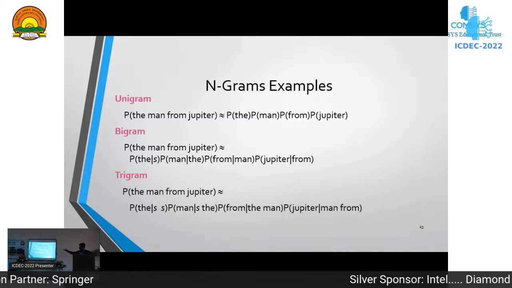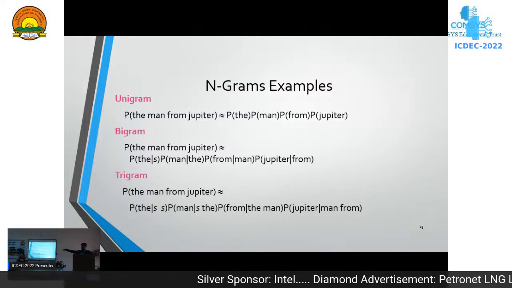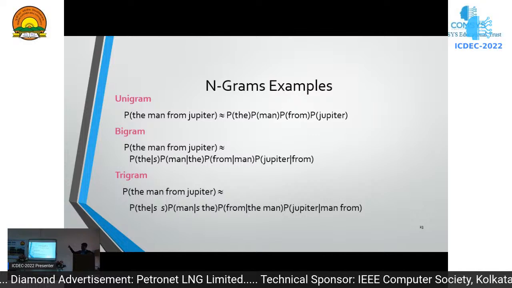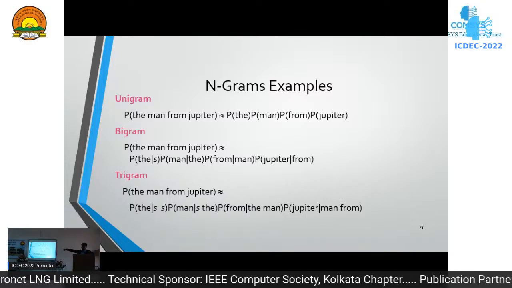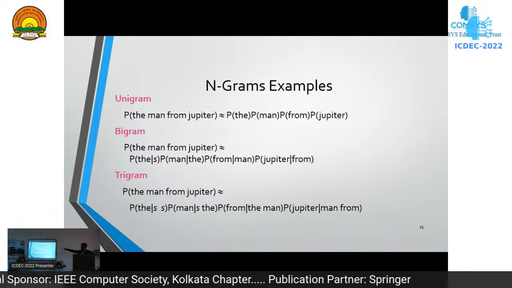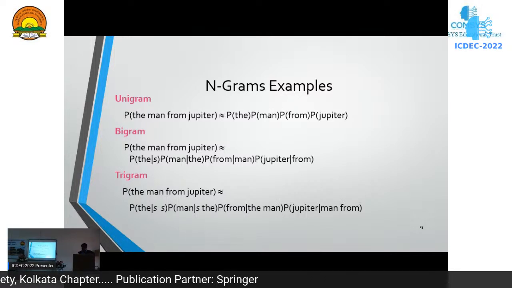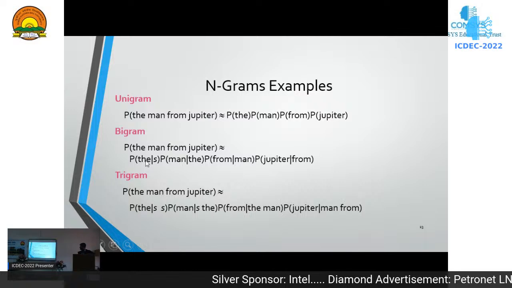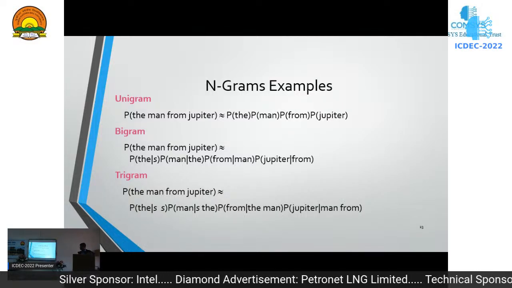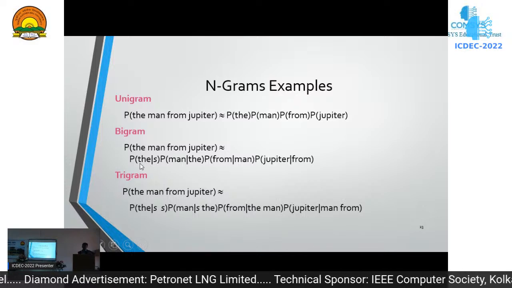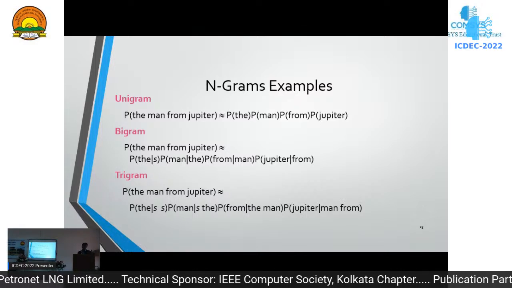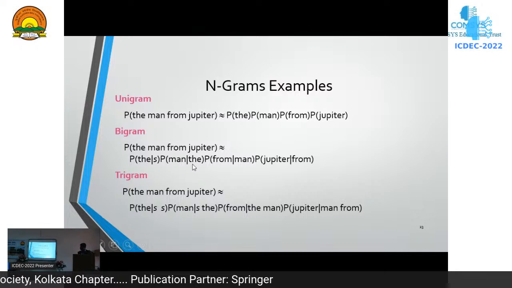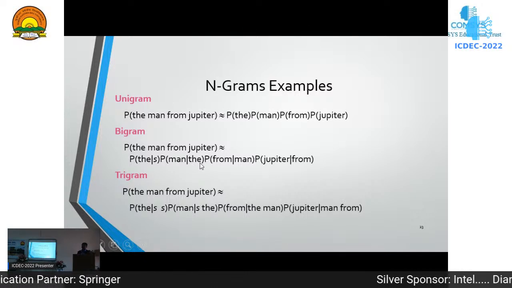So, the main from Jupiter. I'm putting an S because S means the start of the sentence. So I'm trying to find the probability of starting the sentence, in the bigram for example, if I consider it bigram. I'm trying to check whether there is any chance of starting the sentence with "the". Yes, of course. The probability will be very high in this case because in a huge corpus you will find many sentences starting with "the". So you have to find the probability here. The other thing is that I'm trying to find the probability of "main" given "the".